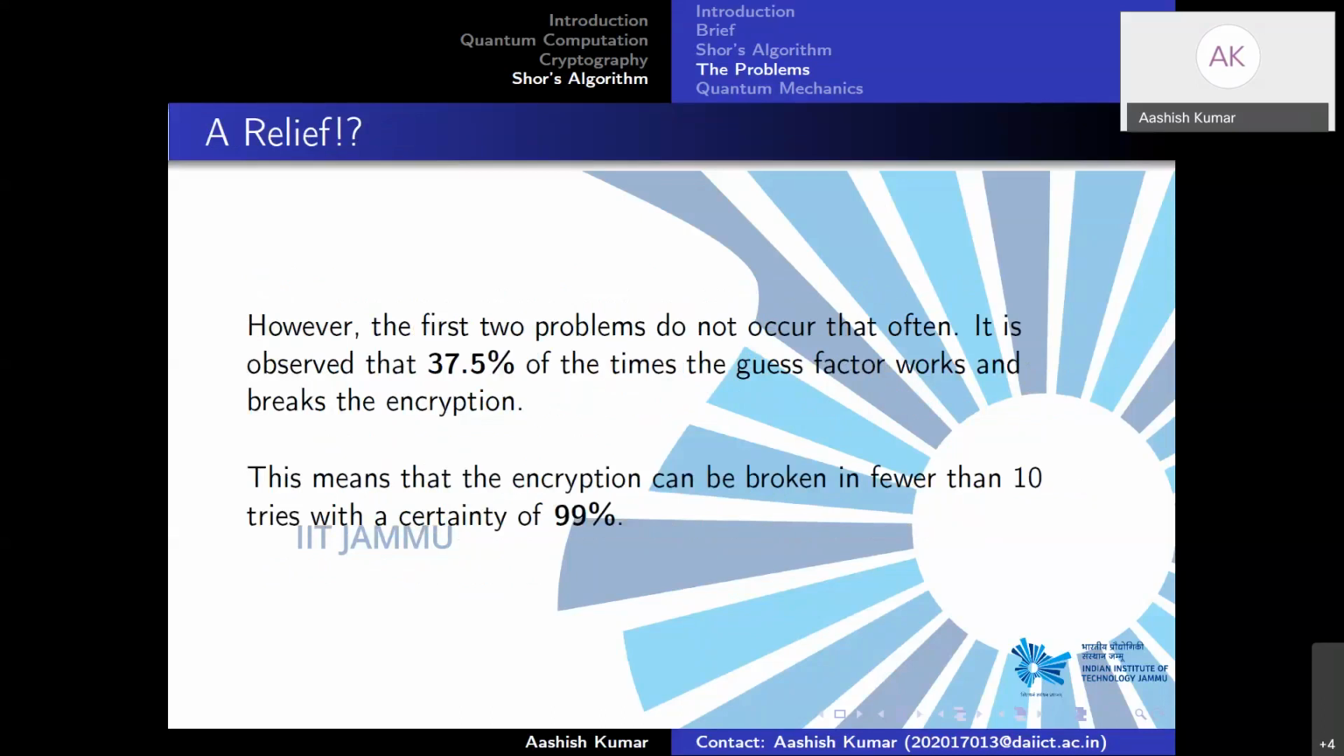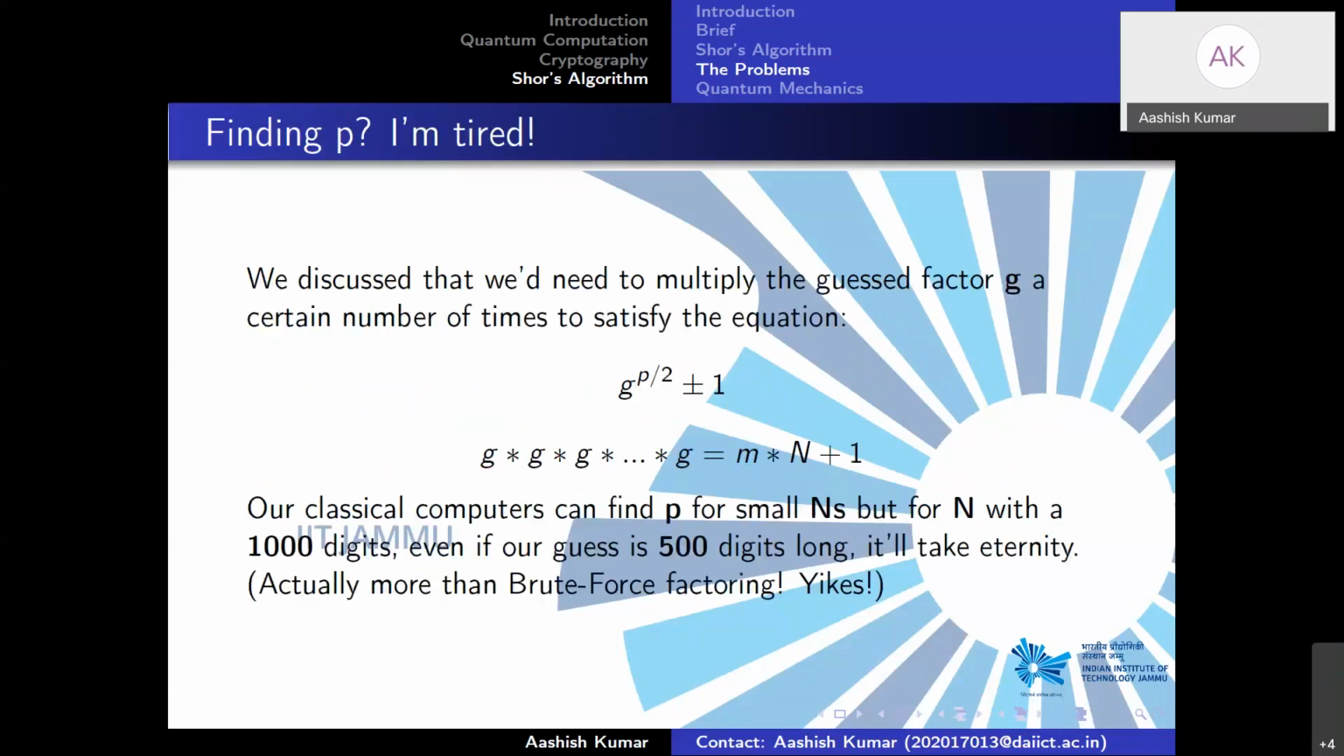Okay, so the first two problems that we discussed are not really relevant right now, as on experimentation we have observed that 37.5 percent of the guesses would work and break the encryption. So this means that if we make at least 10 tries, there would be a certainty of 99% that you'll find the factor and you'll break the encryption. So now we're finding p.